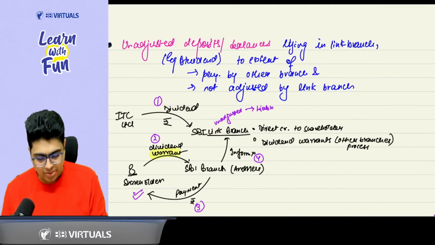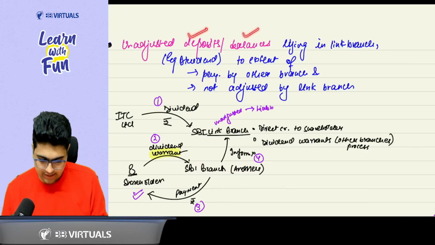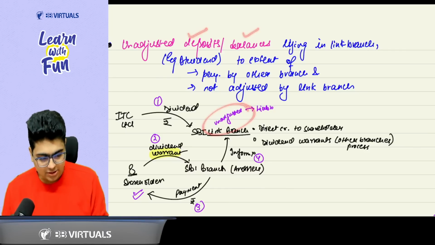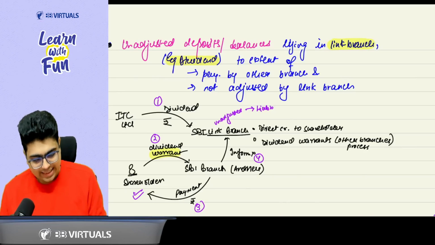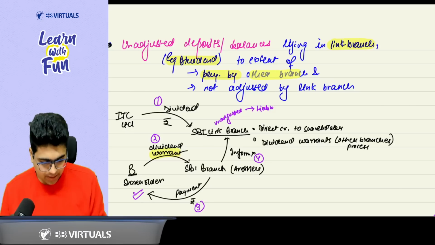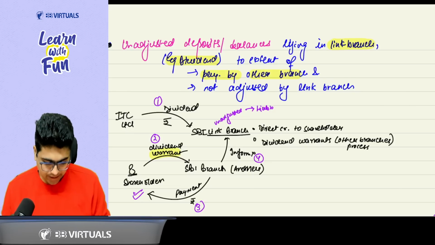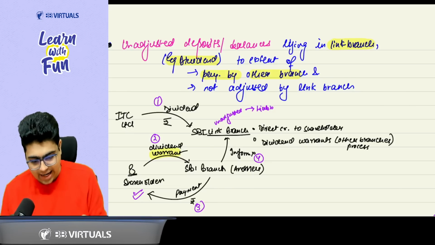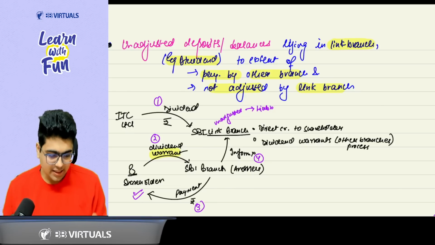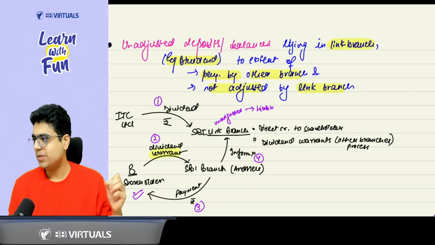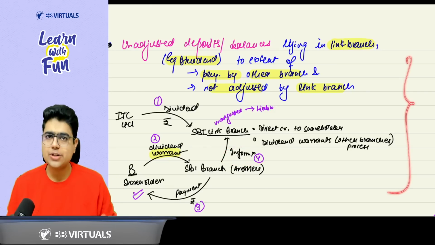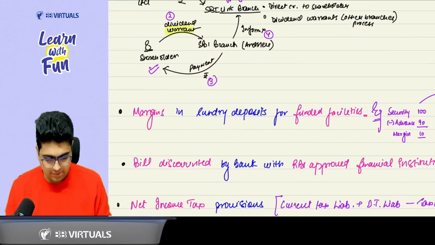This is what is given in this concept. Please understand: unadjusted deposits or balances lying in the link branch, for example dividend, to the extent that it has been paid by another branch. Got it, sir? And it is not adjusted by the link branch. Why has the link branch not adjusted it? Because it was not informed. Is the concept clear to you? Yes, sir. Now let's move to the next part.